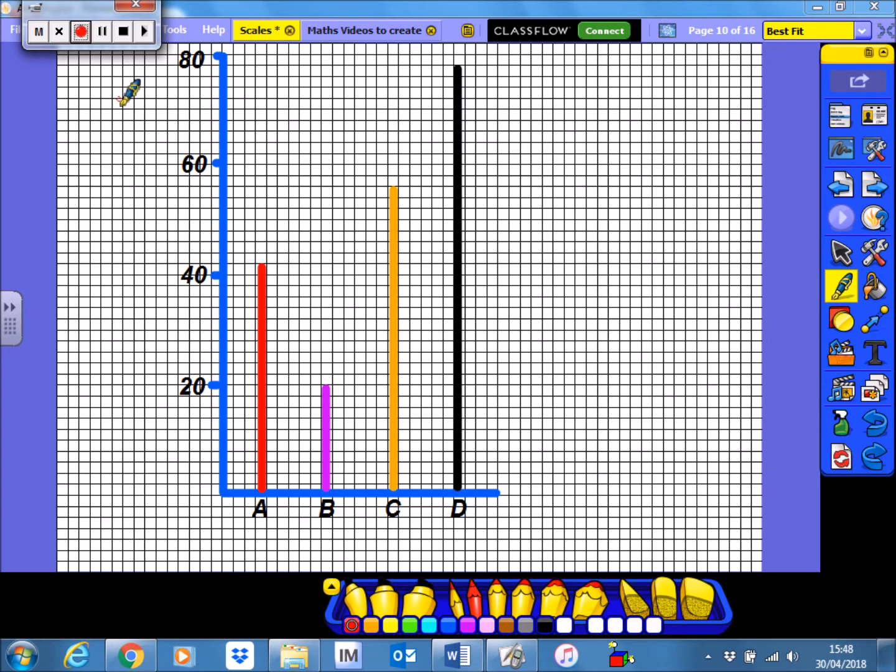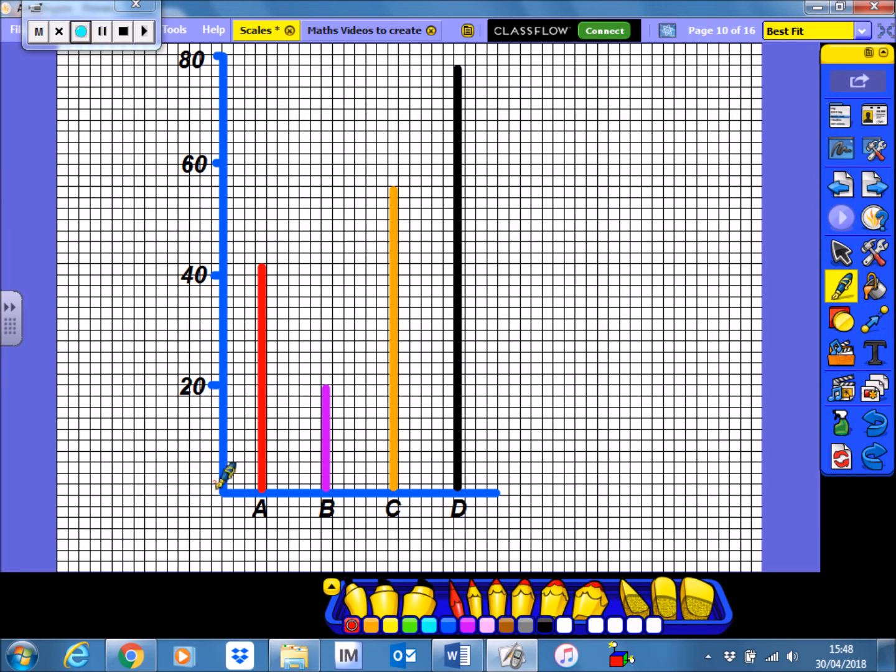So one final graph here. This one is a much smaller scale, a much finer scale. But again, we can still apply the same principles. So the scale appears to be going up in 20s. 20, 40, 60, 80. But if we count the number of boxes, we can work out what each box is going to be worth.